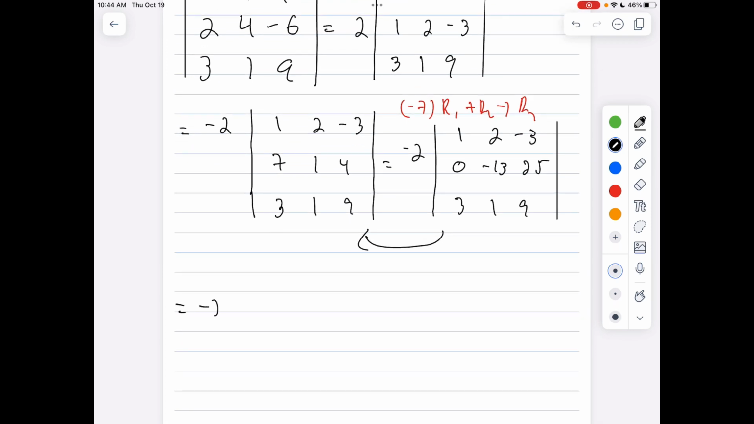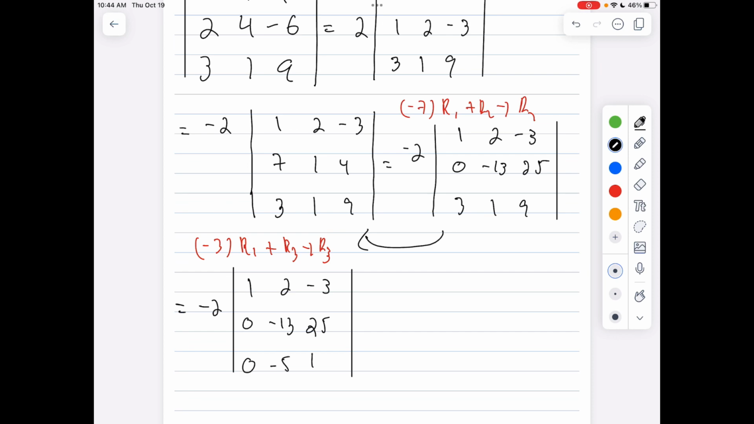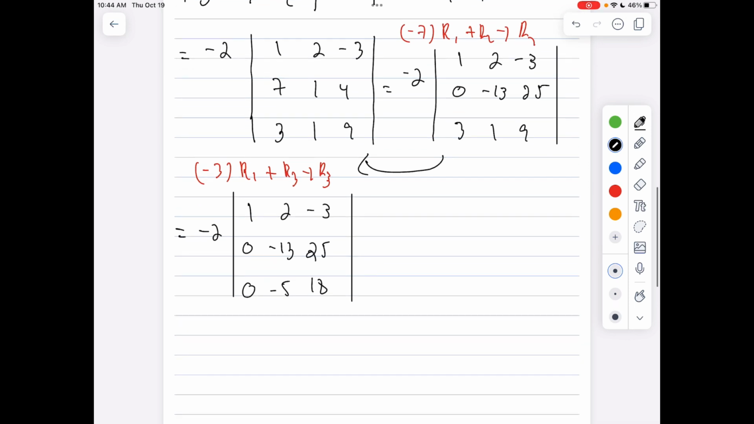And last, I'm going to make the position where I have a 3 into 0. So I'm going to multiply the first row by negative 3 and add it to the third row. That's my new third row, and that will not change the value of the determinant of the previous step. So you'd have 1, 2, negative 3, 0, negative 13, 25, and then your result for the last row is 0, negative 5, and 18. Okay, and that's where I would stop.